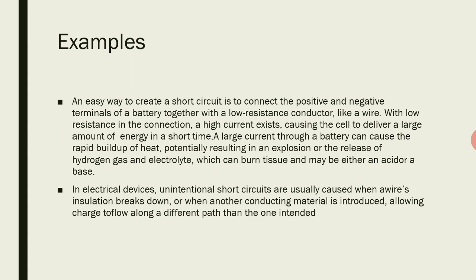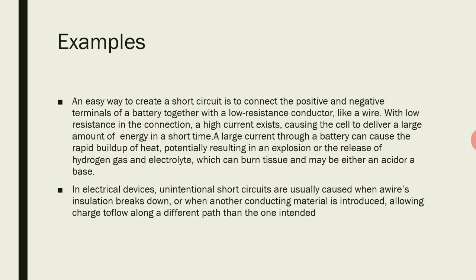An easy way to create a short circuit is to connect the positive and negative terminals of a battery together with a low resistance conductor like a wire. With a low resistance in the connection, a high current exists, causing the cell to deliver a large amount of energy in a short time. A large current through a battery can cause the rapid buildup of heat, potentially resulting in an explosion or the release of hydrogen gas and electrolyte, which can burn tissue.